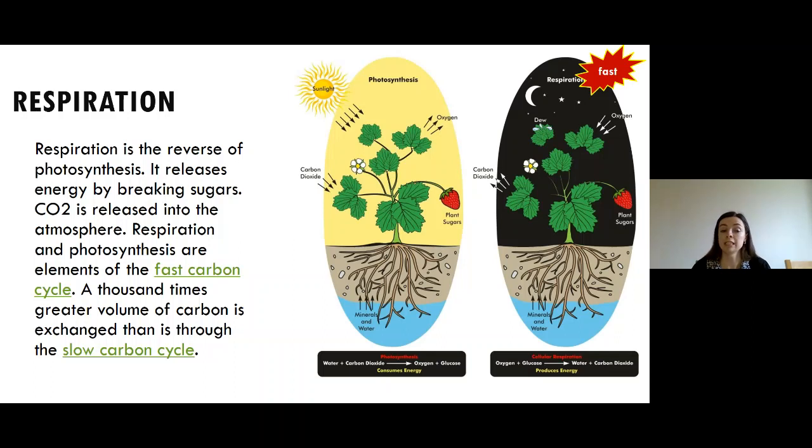Respiration and photosynthesis are elements of the fast carbon cycle. 1,000 times greater volume of carbon is exchanged than is through the slow carbon cycle. This is fast because it happens seasonally and year to year. But as you can see here, it happens a lot. The volume of it is also larger than the slow carbon cycle. We'll look at it a bit.